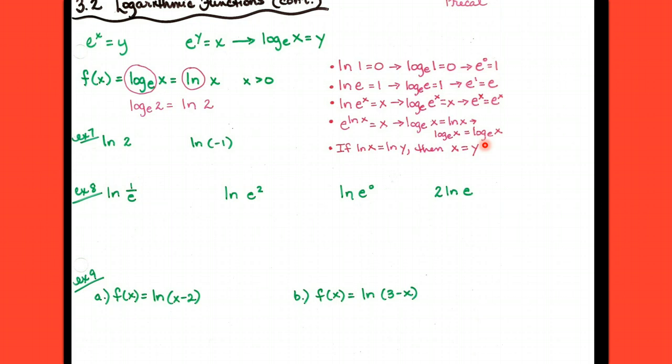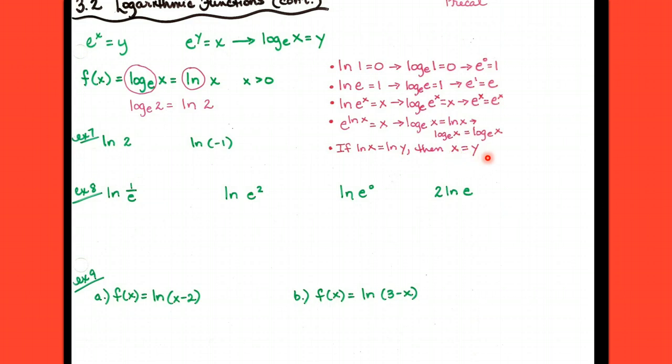And then the last one said that if you have two logs that you're told are equal to each other and their base is the same, which of course here we have a base of e, then that means that what you were taking the log of has to be equal as well. So that would mean that x would have to be equal to y.